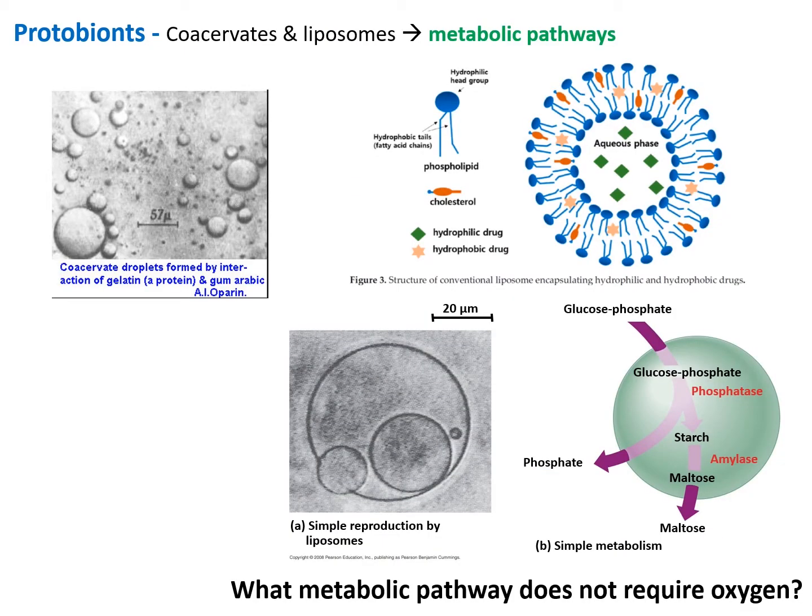But with these protobionts, they have coacervates and they have liposomes. So when you take a look at these coacervates right here, they have proteins on the inside, and protein nucleic acids on the inside. And so here's this kind of primitive cell.